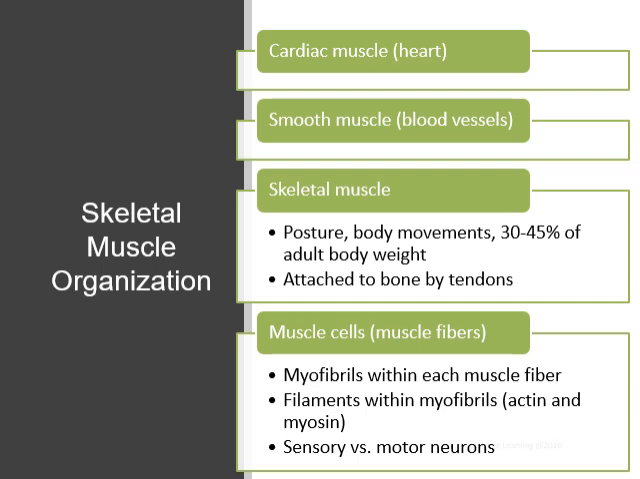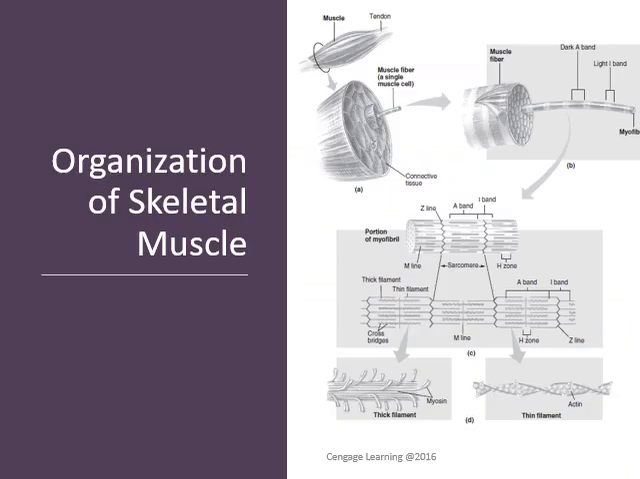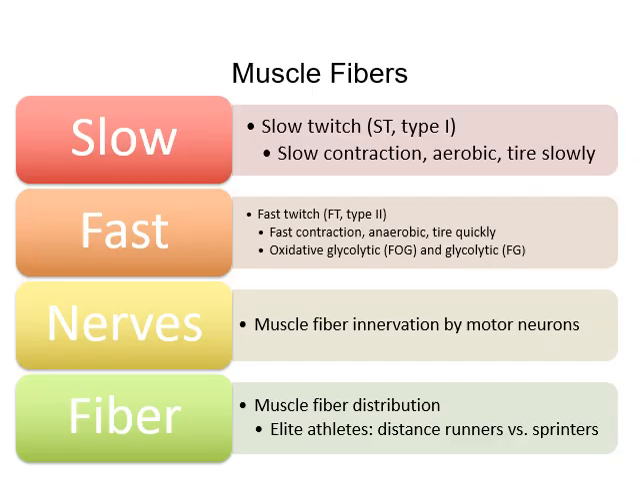The muscle fibers connect to our nervous system by neurons. We have sensory neurons, which are responsible for transmitting information from the muscles to the central nervous system, and motor neurons, which carry information from the central nervous system to the muscle. Here is a picture from your textbook that breaks down the organization of skeletal muscle.